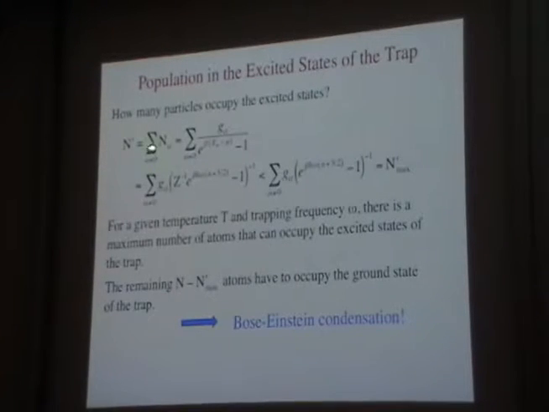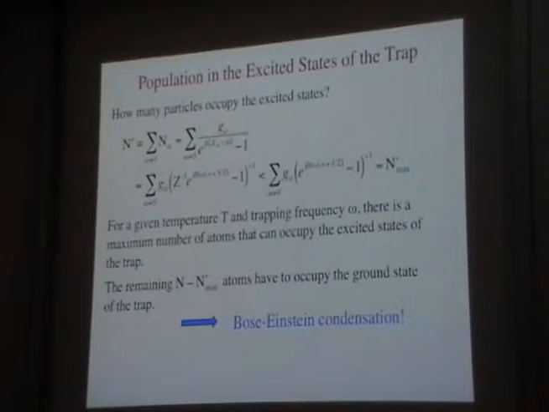So basically you just sum over the occupation number for all the states except the ground state, the zero state. If you do the sum correctly, you find that it is equal to some maximum number for a given number of particles, temperature, and trap parameters, like the trap oscillation frequency. This number is less than the total number of particles, so the rest of the particles have to be somewhere, and they have to be in the state you didn't count, the ground state of the trap. And that number is typically a macroscopic number.